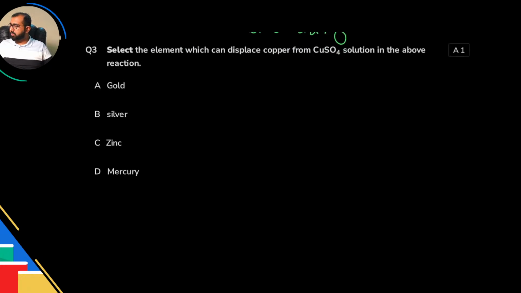Alright, select the element which can displace copper from copper sulfate in the solution above. Any element that is more reactive than copper, because copper is in the ion. So that is zinc. Zinc is more reactive than copper.